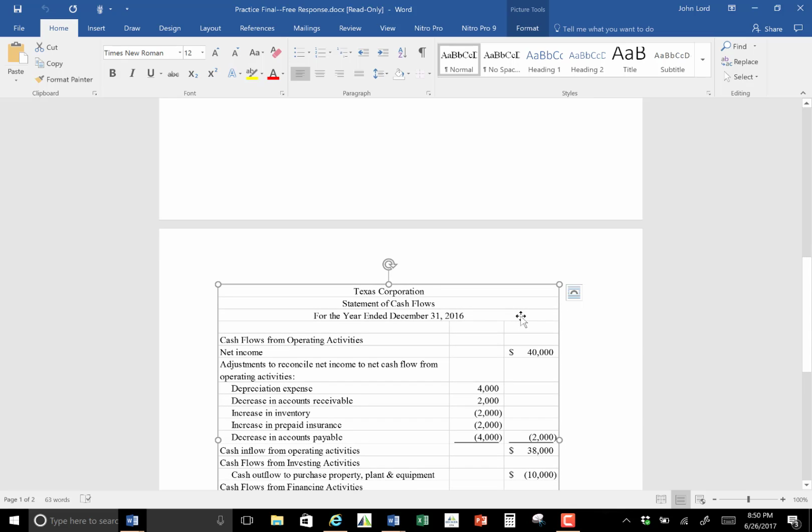I'm not going to keep going up there to prove that the numbers are right. Okay, so I decrease it. Increase in prepaid, since it's a what? Since it's an asset and increased, I subtract it. Opposite direction, right? And again, I'm doing this because what?